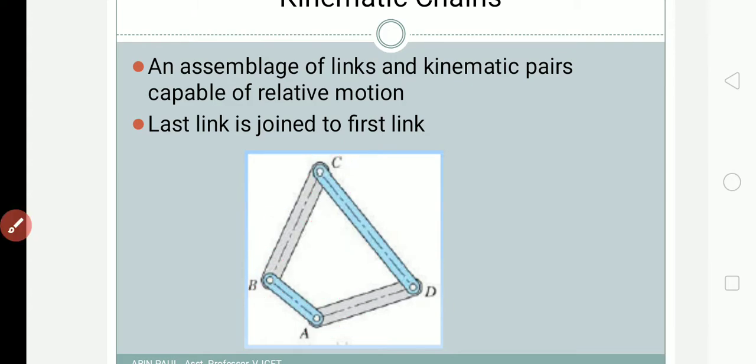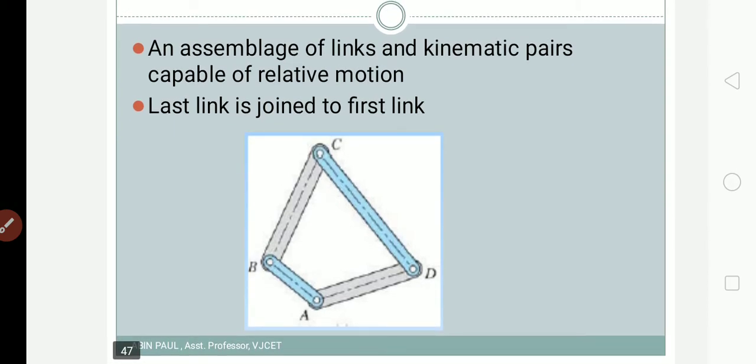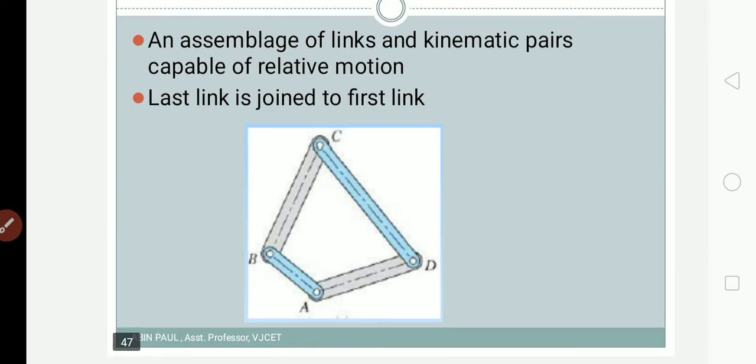Here you can see, if we consider AB as the first link, BC as the second link, CD as the third link, and AD as the fourth link, then the first link and fourth link are connected. That is, the first link is AB and the fourth link is AD. These two are connected. That is the condition to form a kinematic chain. The first and last link must be connected, or the first link must be joined to the last link. That is the criteria. So this is a simple kinematic chain, and now we can say that a kinematic chain has been formed.